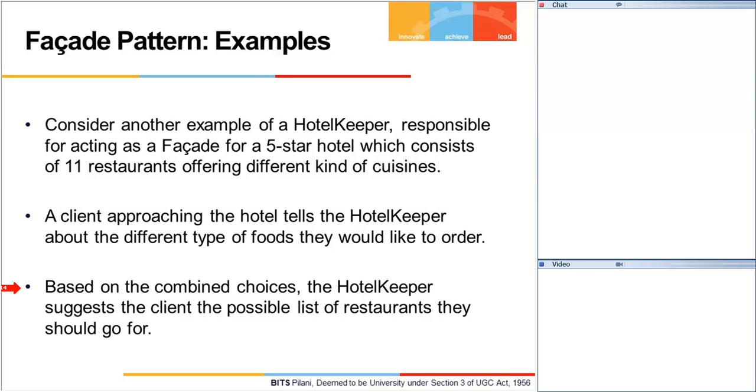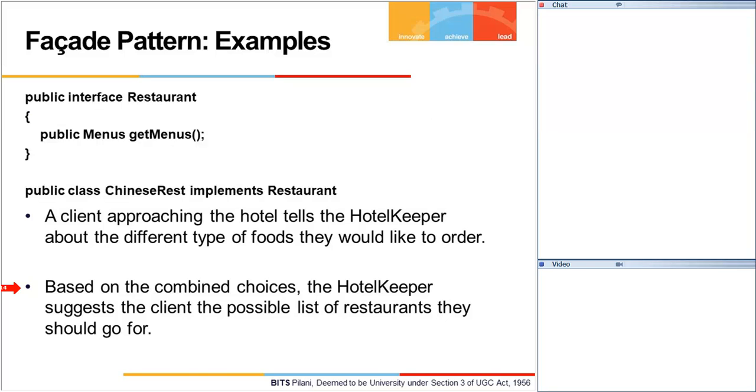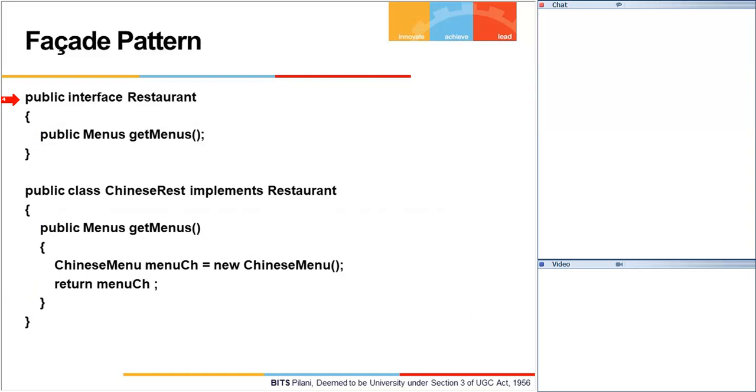I think most of you have understood the practical scenario that the facade pattern aims to solve. How does it solve that? In this particular example, the restaurant that we are discussing about, there is a common interface, which is a restaurant and which has a method get menus. This is the main method that all the different kinds of restaurant classes are supposed to implement. So we have a Chinese restaurant which implements this particular interface and also provides the implementation for the get menus method.